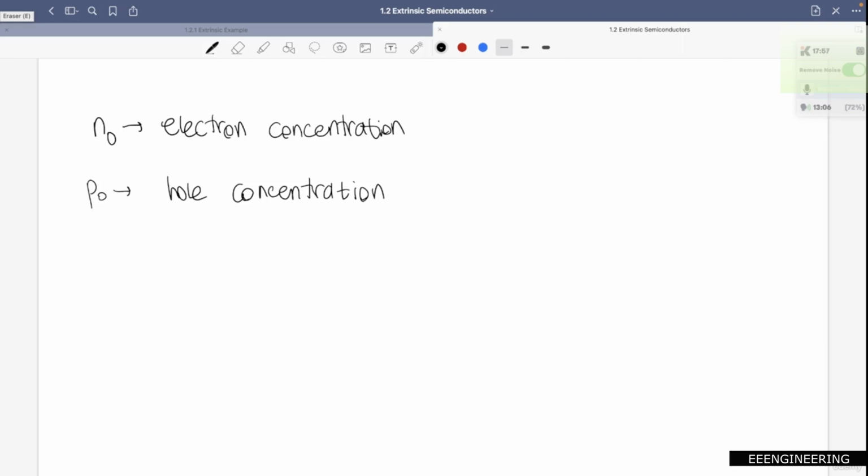That relationship will also include the intrinsic carrier concentration. When we multiply these two quantities, they are equal to the square of the intrinsic carrier concentration. This equation is important because we generally already know the intrinsic carrier concentration for semiconductors. For silicon, it is about 1.5 times 10 to the 10. So if we add an impurity, we can easily calculate the electron and hole concentration. That's the logic we have.